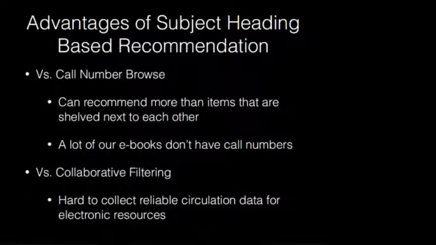So some advantages of subject heading based recommendation. When we compare it to call number browse, using this method we can recommend more than just items that are shelved next to each other. Say an item has multiple topics associated with it, it might not be shelved right beside another item that's related to it. With subject heading based recommendation we can bring this out. And a lot of our ebooks don't have call numbers, but they do have subject heading data when we get it from our vendors. So a lot of ebooks would never show up in our call number browse, but they would show up when you recommend based on subject headings.